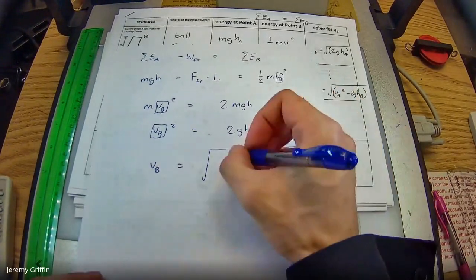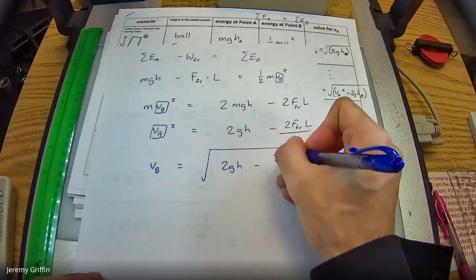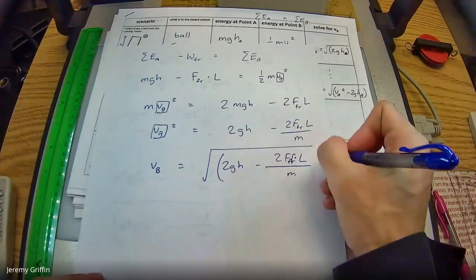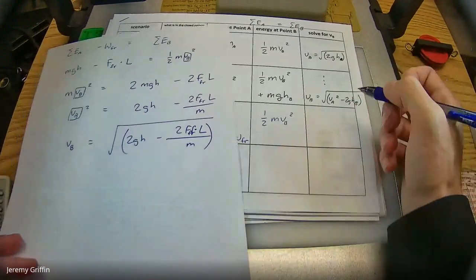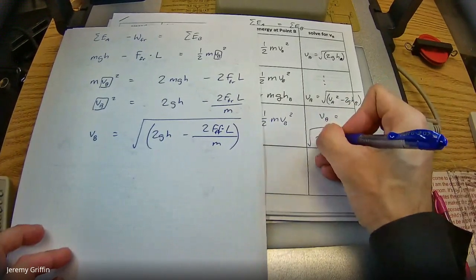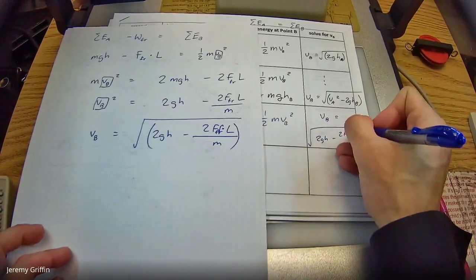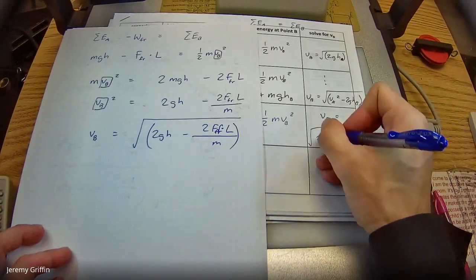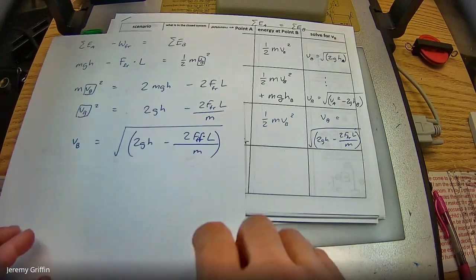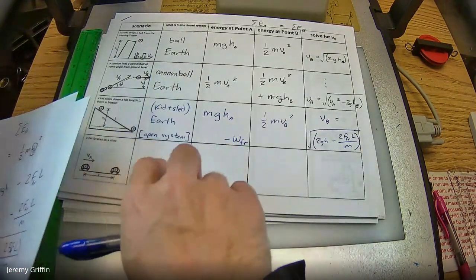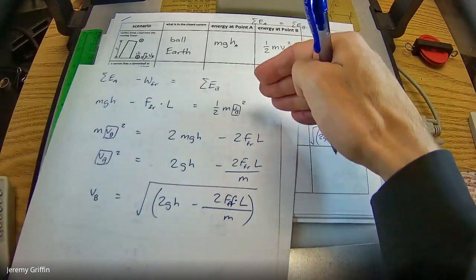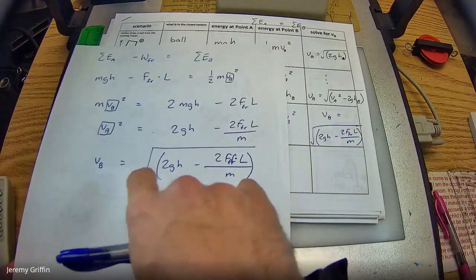Square root of 2gh minus 2 friction force times L, all divided by m. And that's a true statement. So I'll go ahead and treat that as the answer. So VB equals big square root of 2gh minus 2 friction force length over mass. So what have we done so far with this? We've identified the scenario. We've identified what kinds of energy. We set up the conservation equation. We took a few algebra steps to isolate a variable to figure out the speed at the bottom.